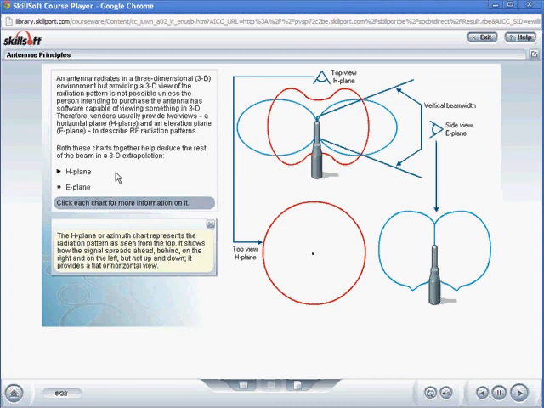The H-plane or azimuth chart represents the radiation pattern as seen from the top. It shows how the signal spreads ahead, behind, on the right and on the left, but not up and down. It provides a flat or horizontal view.